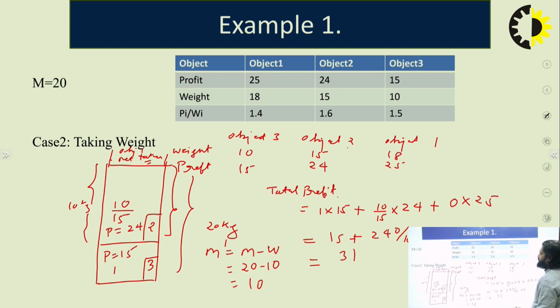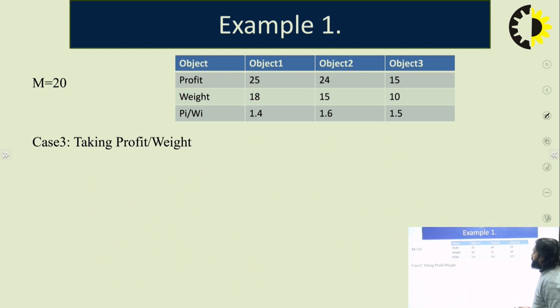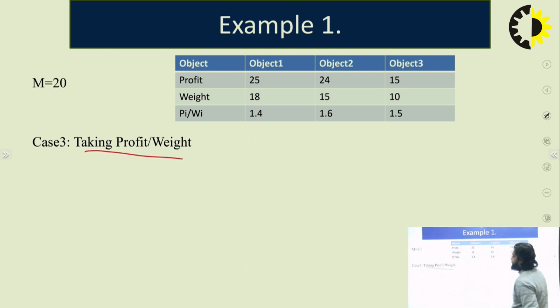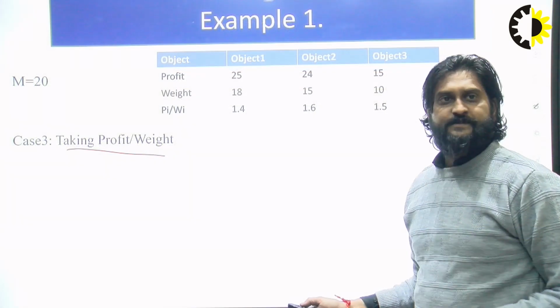In the previous case, taking according to profit, the total profit is 28, and taking according to weight, the profit is 31. Next we will discuss profit per weight in the next class. Okay, thank you.